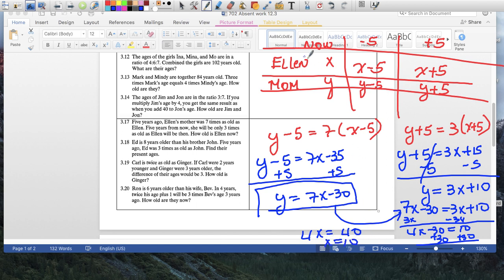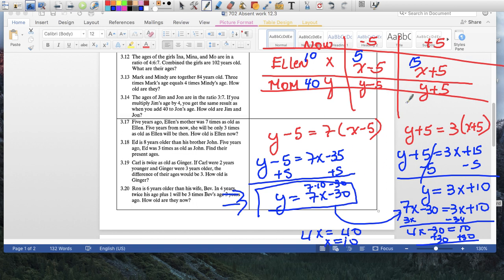So now I can plug in X equals 10. 5 years ago she was 5, and then 5 years from now she's going to be 15. So if X equals 10, I can plug it in here to find out what my Y is. So it'd be 7 times 10 minus 30. 7 times 10 is 70, minus 30 is 40, so I know that Y is 40. And then I can do the rest and substitute.